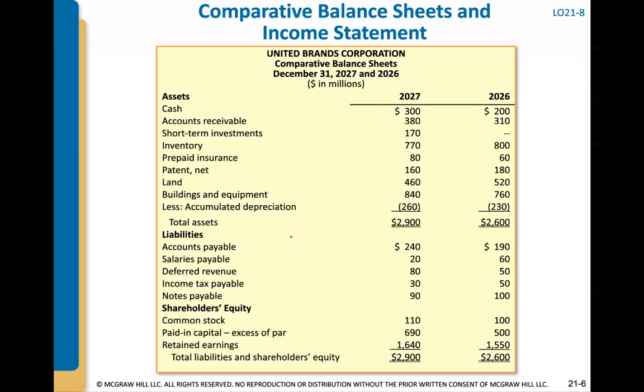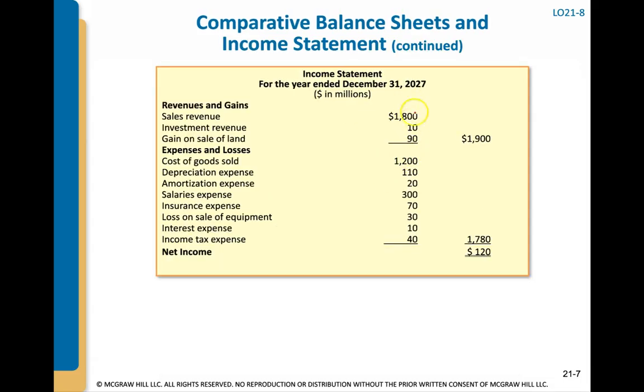Okay, so let's get started. To do the direct method, you need a comparative balance sheet, which means that you have our current year, if we're doing a statement of cash flows for 2027, for the year ended 2027, and the prior year. So you need all the balance sheet accounts, and you need the current year income statement.